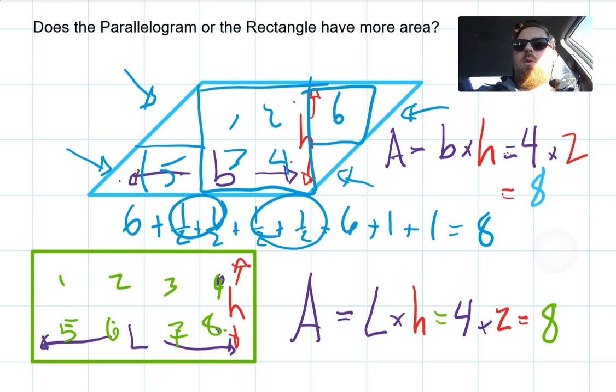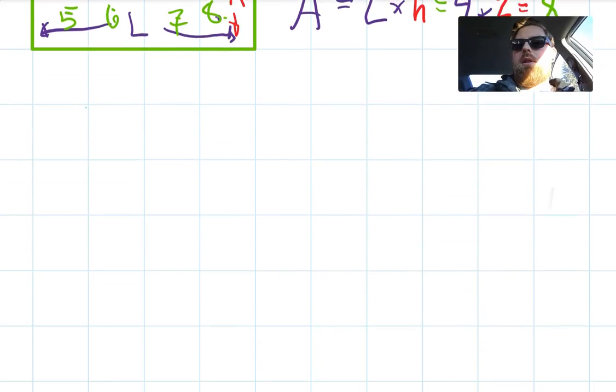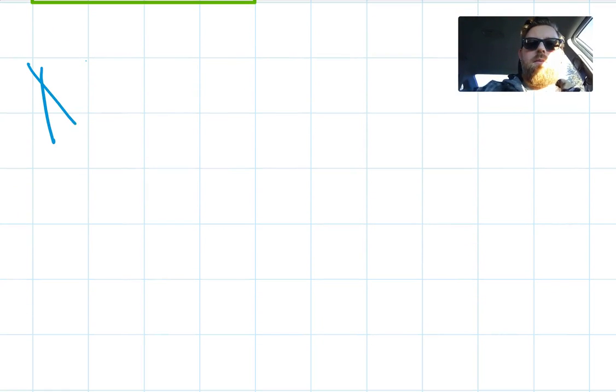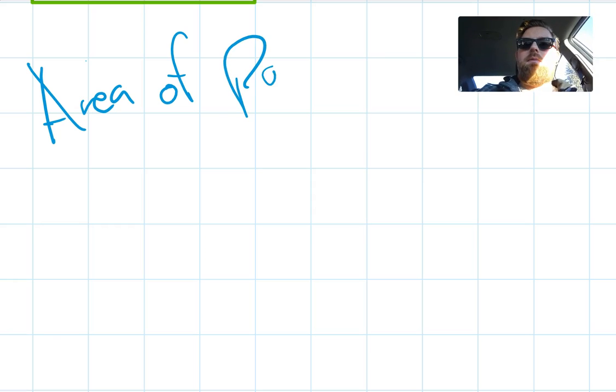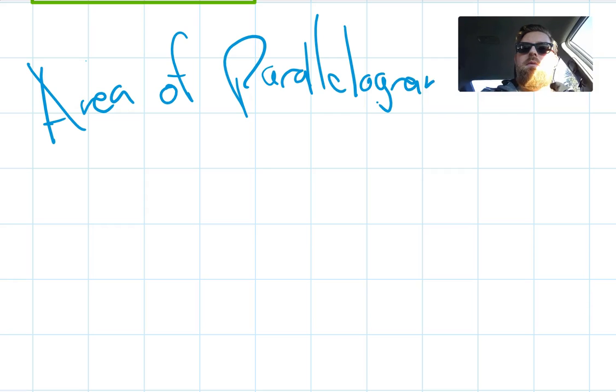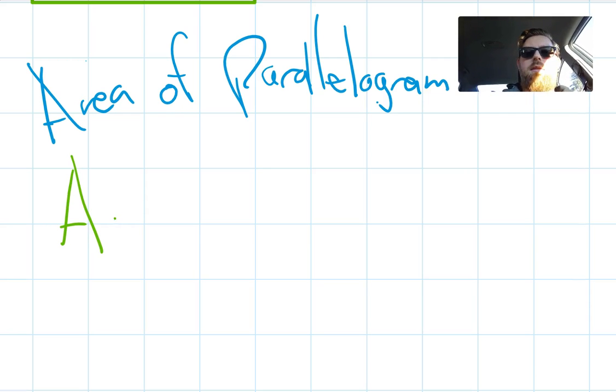So whenever you're going to find the area of a parallelogram, we're going to use the same formula as finding the area of a rectangle. So the area of a parallelogram is area equals base times height.